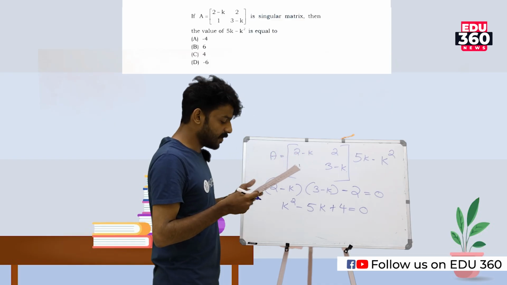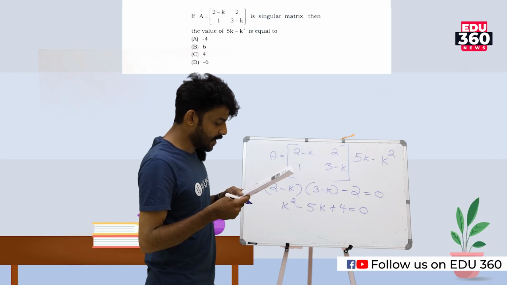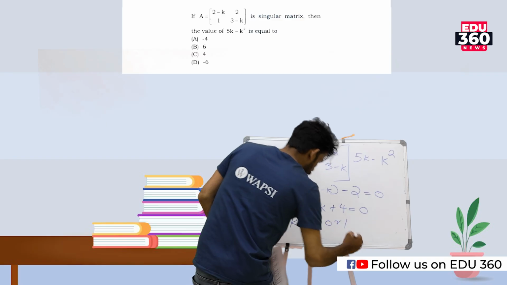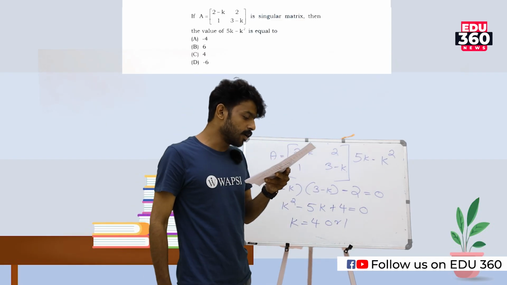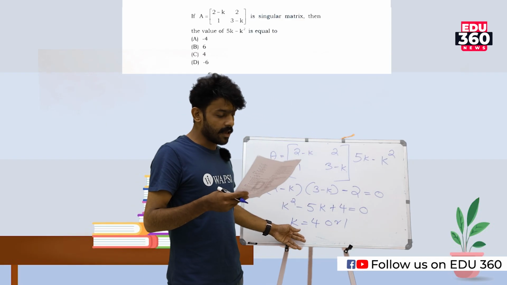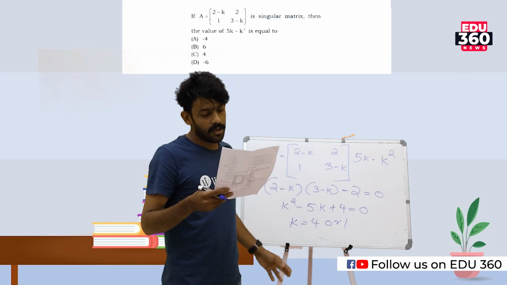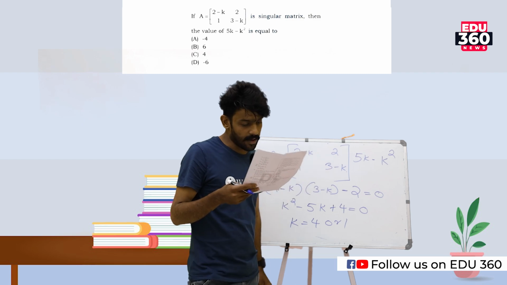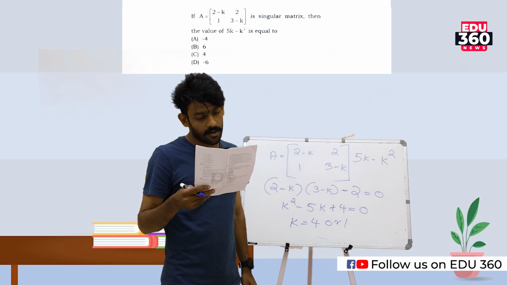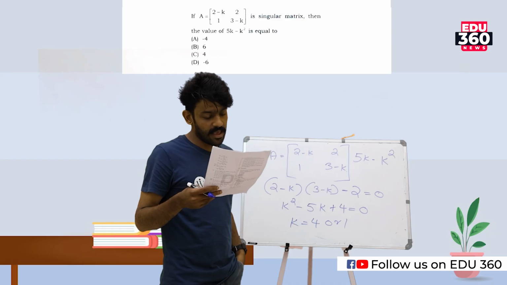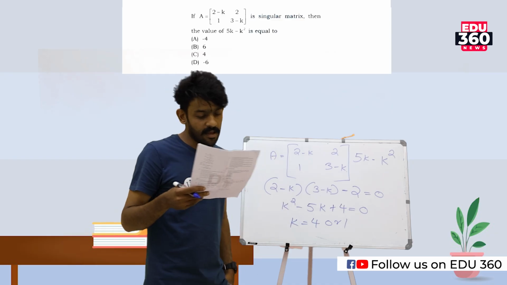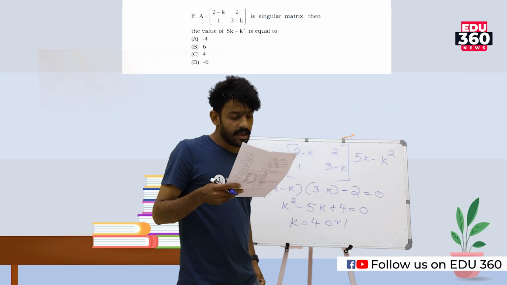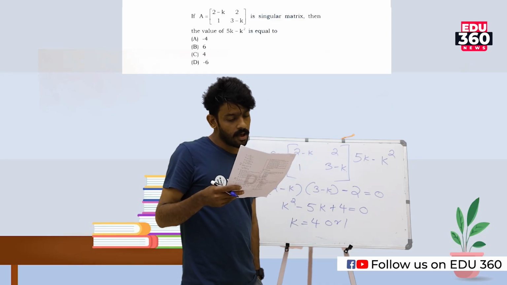From this, simply we can write the value of k is equal to 4 or 1. Just look at the options. Going through the options, you can see that only 4 is there, 1 is not there. So the value of 5k minus k square is equal to 4. The answer for this question is 4.